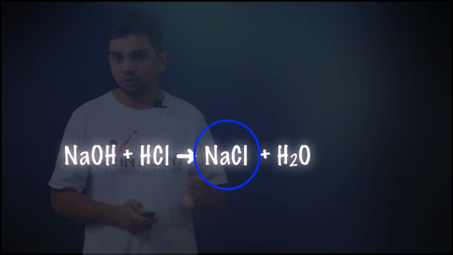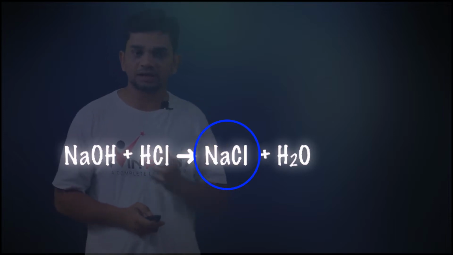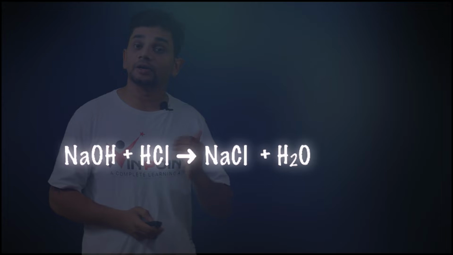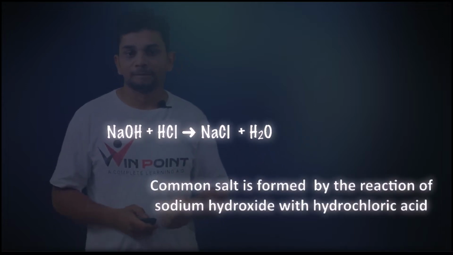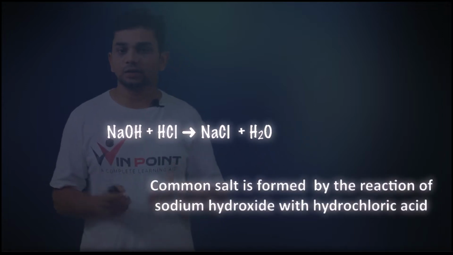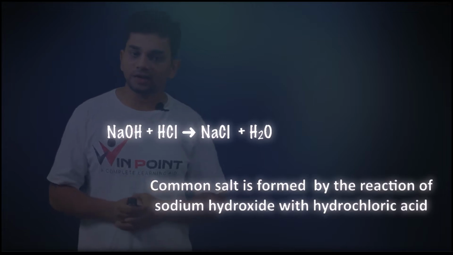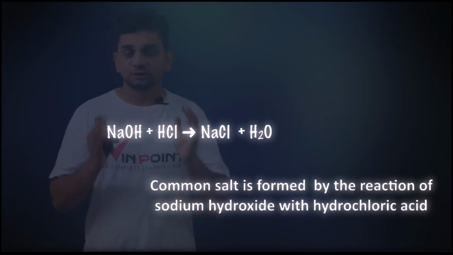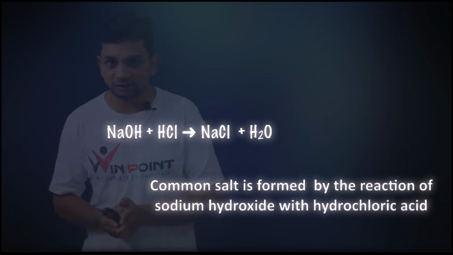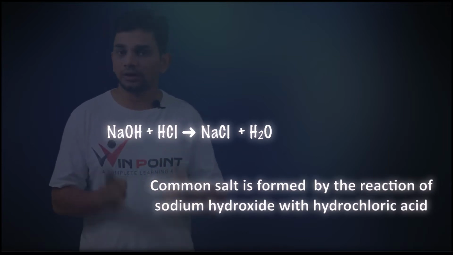So in laboratory, common salt is prepared by the reaction between sodium hydroxide and hydrochloric acid. Common salt is formed by the reaction of sodium hydroxide with hydrochloric acid. If there is a reaction between sodium hydroxide and hydrochloric acid, we will get common salt or sodium chloride.